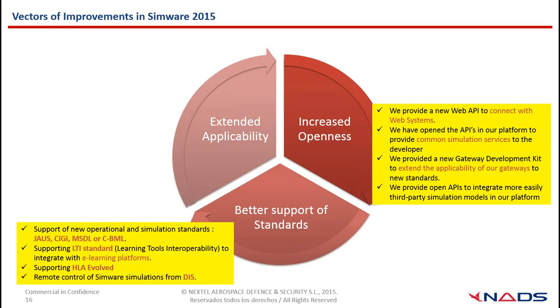In the case of standards, until now with Simware 5, our last version, we have been supporting DDS, Data Distribution Service, HLA, and DIS. In this new release, we are improving the support of HLA and DIS. You will see the detail later. But we are also adding new standards related to robotic systems like JAUS, and to command and control systems like MSDL and C-BML. The web interface is again an open interface.